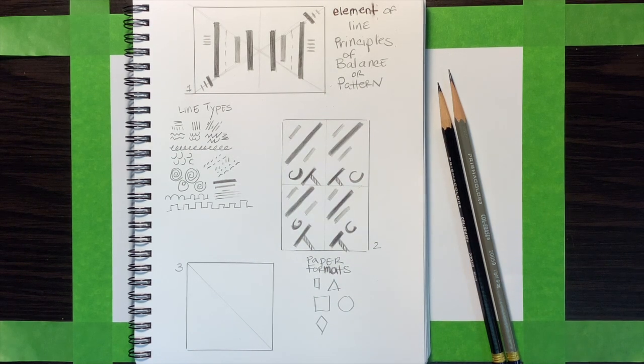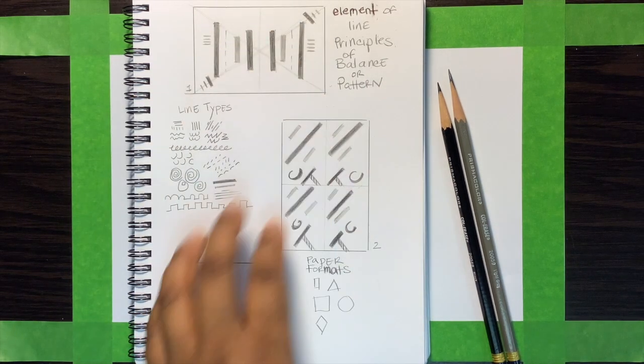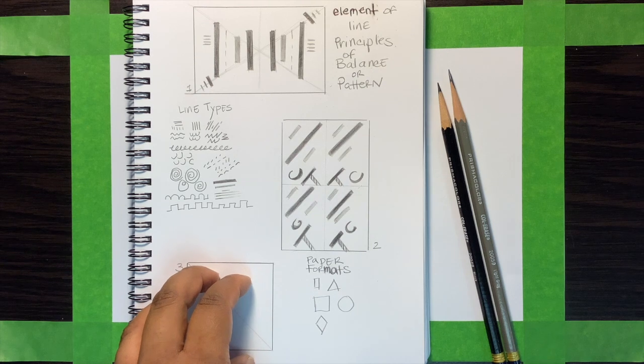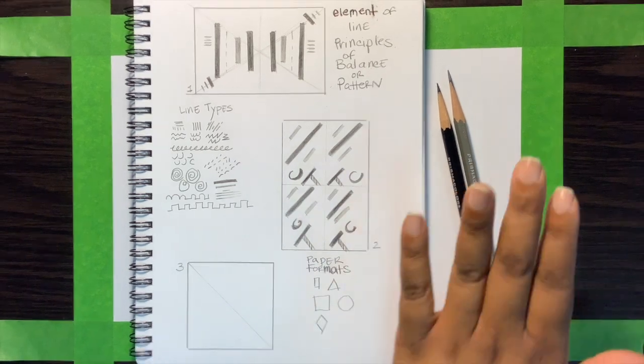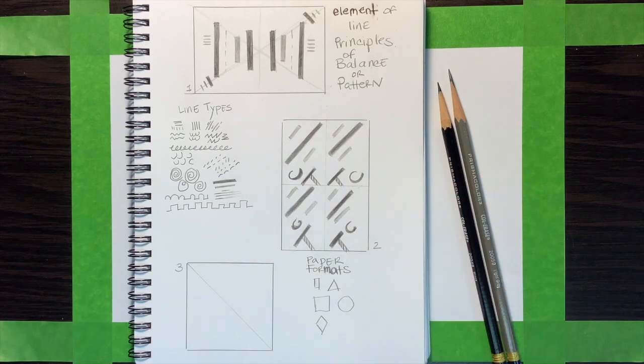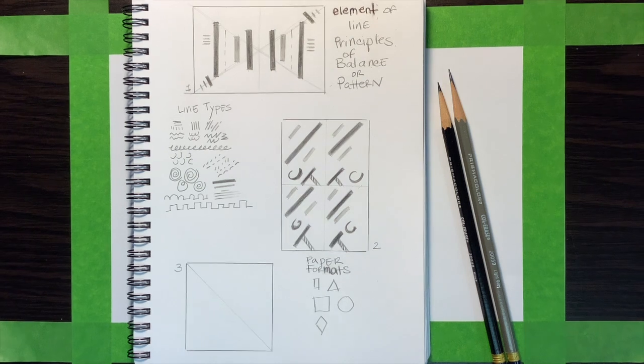Another thing that I definitely want to talk about is once we are done with our three compositions, students are able to pick a composition that they actually do like. Once they pick a composition that they like, then they're going to transfer that composition onto their final sheet of paper, which is a bigger sheet of paper. Typically we are working 11 by 17 or 12 by 18. Some students do have the option of working a little bit smaller if need be.